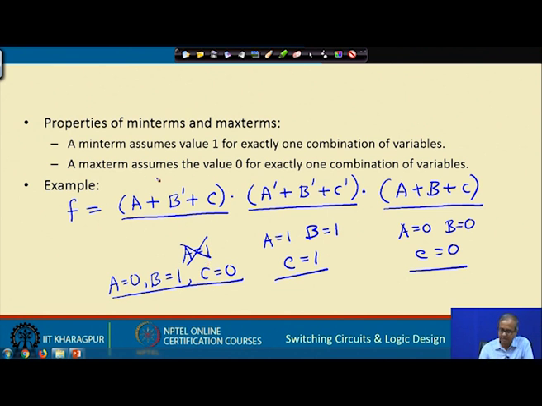So, if we have these conditions, this condition says that when this input combination is there, this max term will be 0. So, what I can say is that you see this statement now, a max term assumes the value 0 for exactly one combination of variables. For exactly this combination of variables, the first max term will be 0. For exactly this combination, the second one will be 0, and for this combination, the third one will be 0, right. So, just remember this.